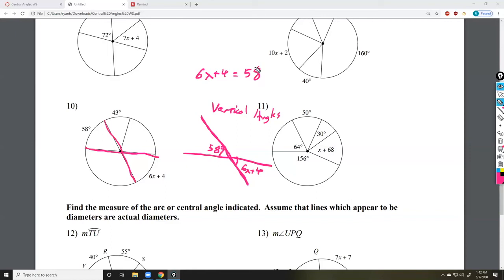I think this is the only one that uses the vertical angles. The rest of these, you just trace them around. But look back in the notes if you want to see another example of using these vertical angles being congruent. So here's the vertical angles right here in the diagram.